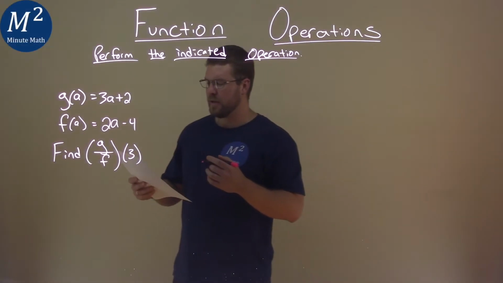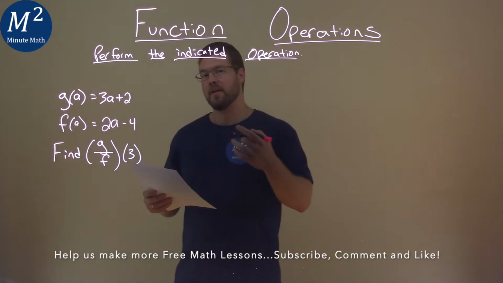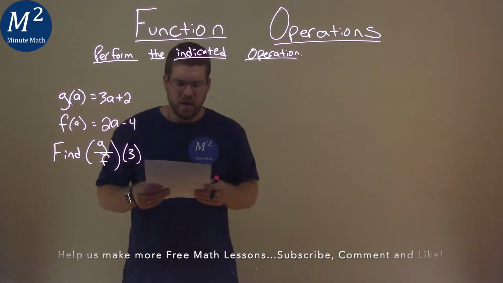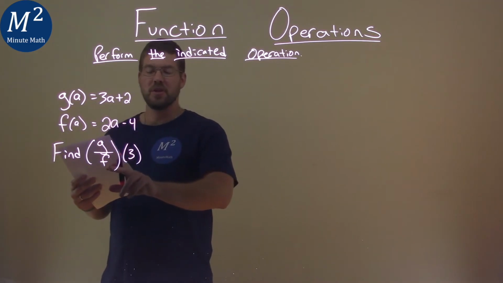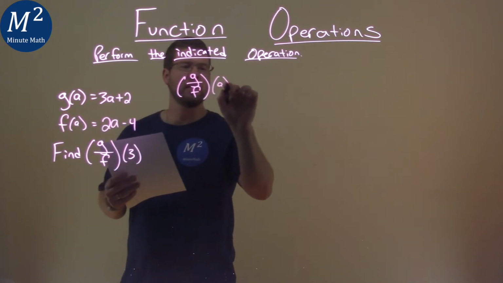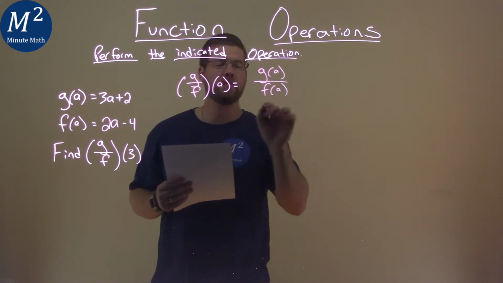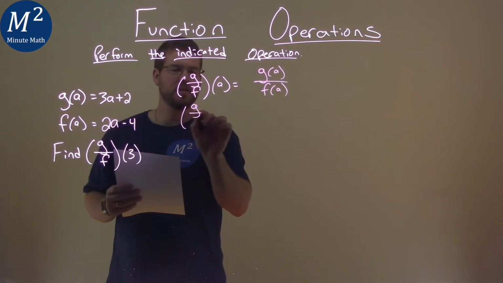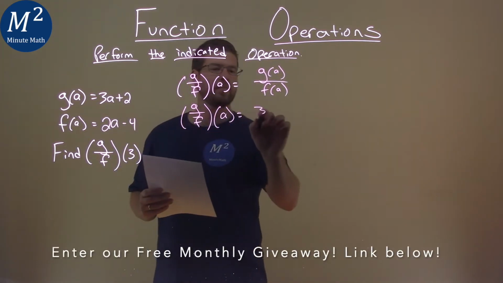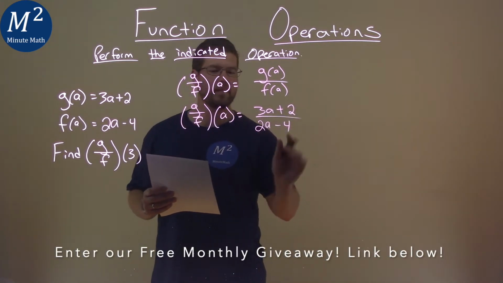We're given this problem right here. G of a is equal to 3a plus 2. F of a is equal to 2a minus 4. And we need to find g over f of 3. Well, first thing I wanted to do is find g over f of a. So, division: g over f of a is equal to g of a over f of a. So simplifying that out, g of a is 3a plus 2, and f of a is 2a minus 4.